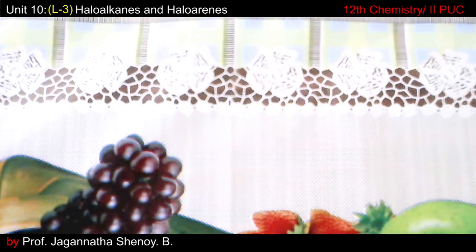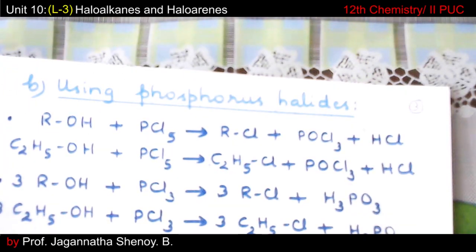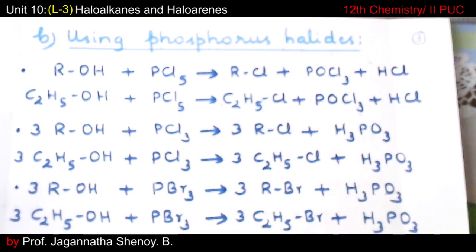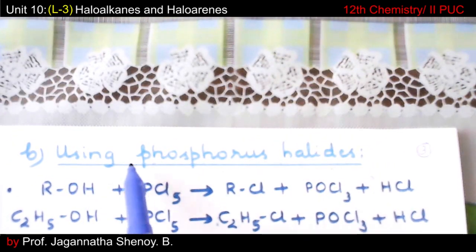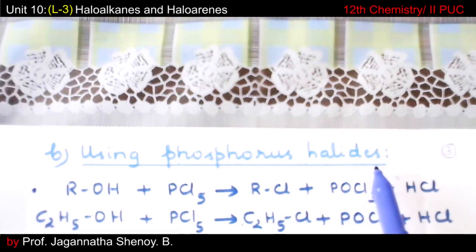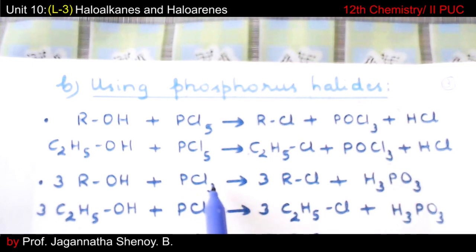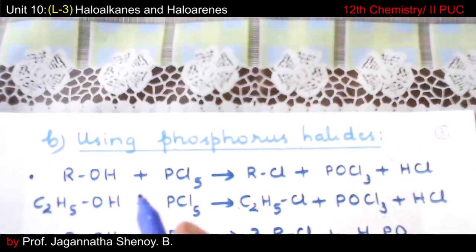From that, we will move over to preparation of haloalkanes starting from alcohols, but this time we are going to use phosphorus halides. When you say phosphorus halides, there are two possibilities. Either I can have pentahalide or I can have trihalide. First, I'll start from phosphorus pentachloride, PCl5. Start with alcohol. You have to heat it with PCl5.